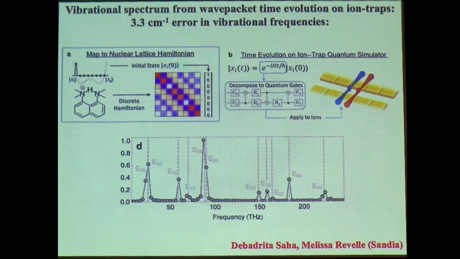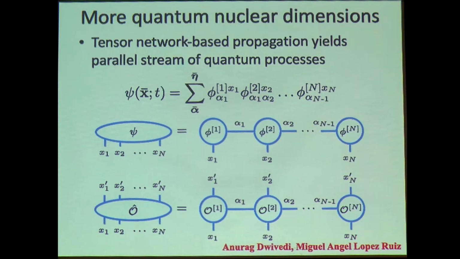Okay, and using this, you can get a Fourier transform and get a spectrum, and the spectrum is good to 3 wave numbers accuracy. Okay, so we've now done wave packet dynamics on an ion trap, Fourier transform of the wave packet dynamics, and you get a spectrum out of that, and it's pretty good. But this is only a 1D system. What happens when you go to higher dimensions? Higher dimensions, of course, they're exponentially larger, more complex.